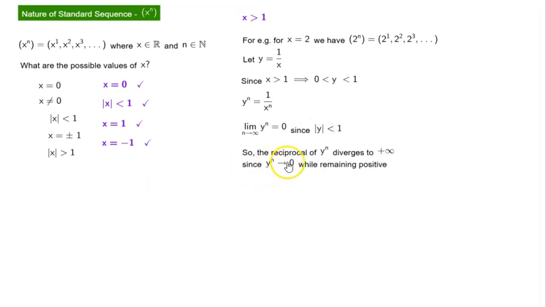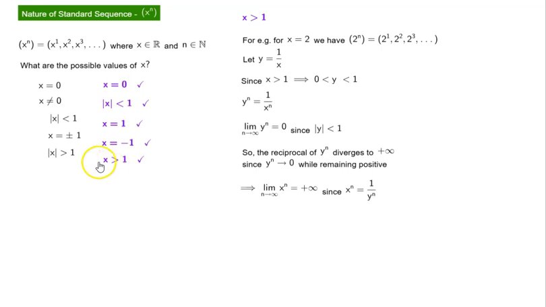So the reciprocal of y to the power of n diverges to plus infinity. Because limit of y to the power of n is equal to 0, that means its reciprocal will diverge to plus infinity. Since y to the power of n goes to 0 while remaining positive, that implies limit as n goes to infinity of x to the power of n is equal to plus infinity, since x to the power of n equal to 1 by y to the power of n. That takes care of this case.